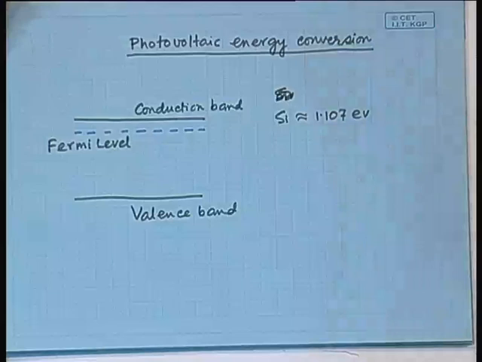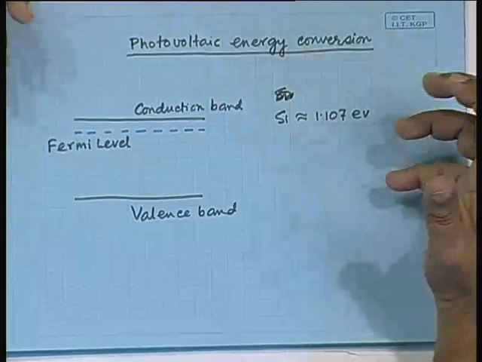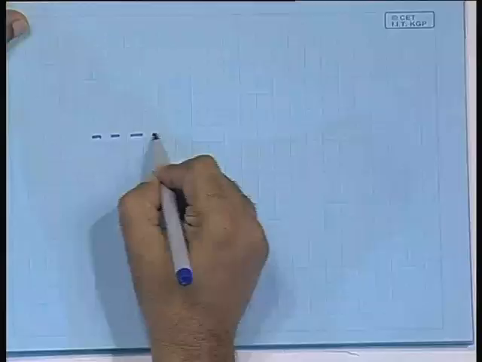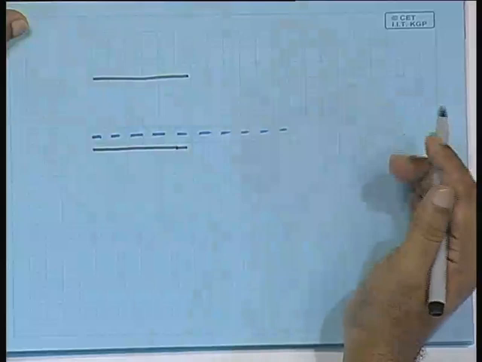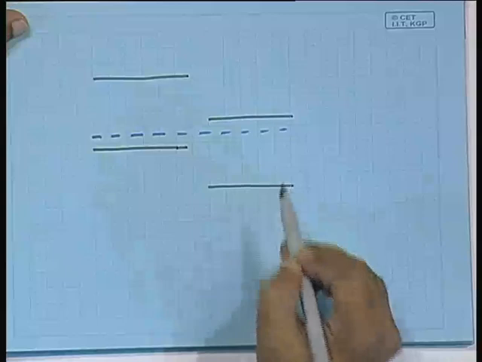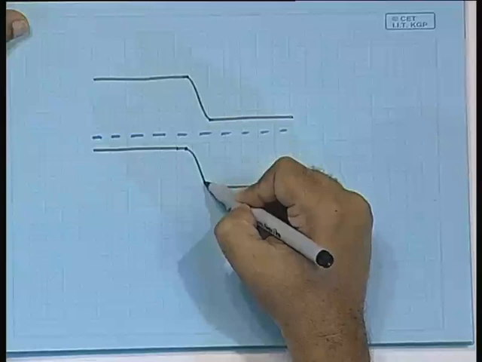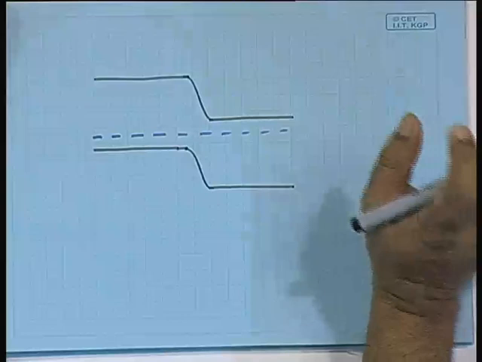Now, when you join a p type material and an n type material to produce a p-n junction, what happens? That also you have learned. The Fermi levels become equal, and as a result, the band bends like so. The Fermi level becomes equal, and if on this side it is P, then the valence band is somewhere here and the conduction band is somewhere here, and on this side if it is N, then the conduction band is somewhere here and the valence band is somewhere here, and so there is a band bending, right. So, this is the basic theory of the p-n junction you have learned.